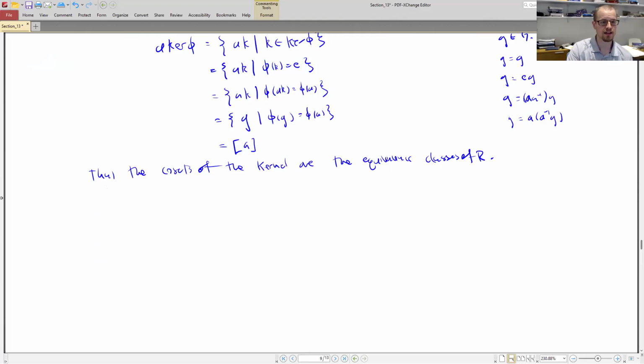So we can say the size of each coset, that is each equivalence class, may be expressed as, well, it doesn't really matter. It's just the size of the kernel of phi.